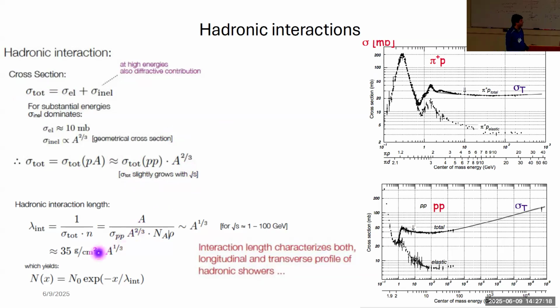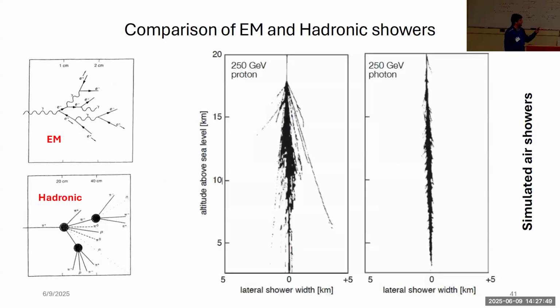So we can define the hadronic interaction length, which is basically similar to the radiation length, but in this case for hadrons, it's the length after which we expect one nuclear interaction. And that hadronic interaction length should scale like A to the 1/3. Okay. So the hadronic interaction length is the thing that characterizes both the longitudinal and the transverse profile of hadronic showers. Okay. So how do they actually look?